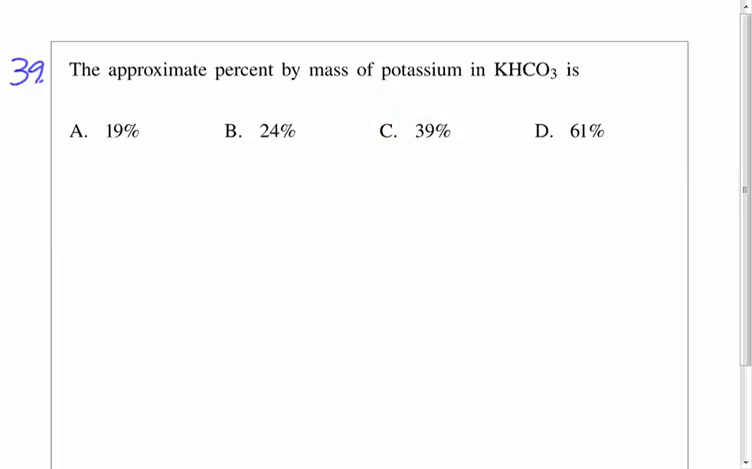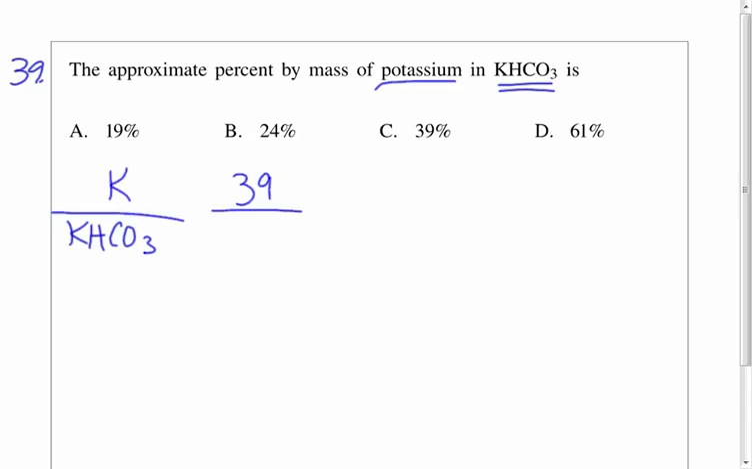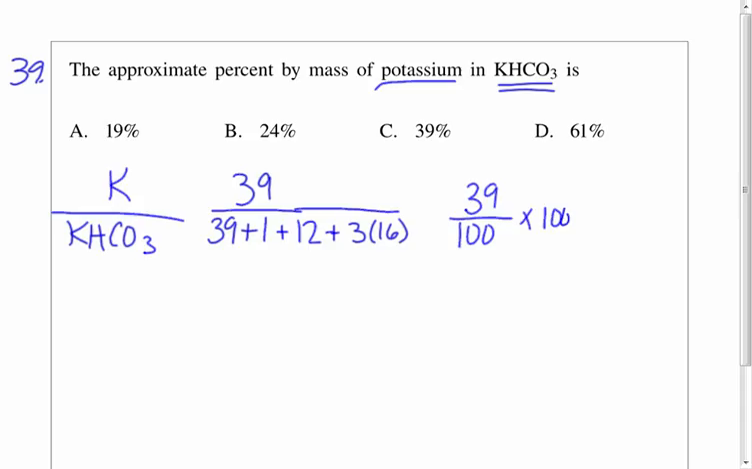39. We want the percent by mass of potassium in the whole compound. So we have 1 K over KHCO3. So our potassium is going to weigh 39. We have 39 plus 1 plus 12 plus 3 times 16. So when we add all of those numbers up on the bottom for the whole compound, it equals 100, times 100, and we end up with 39%.